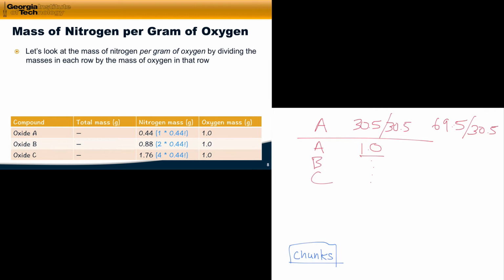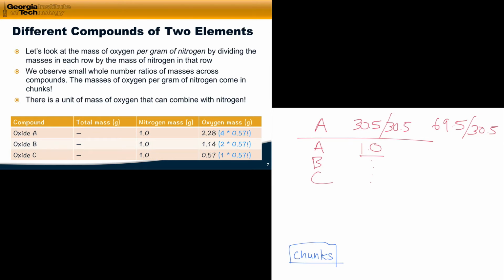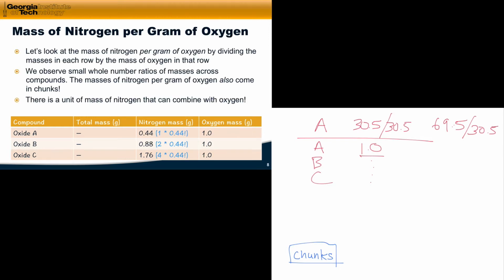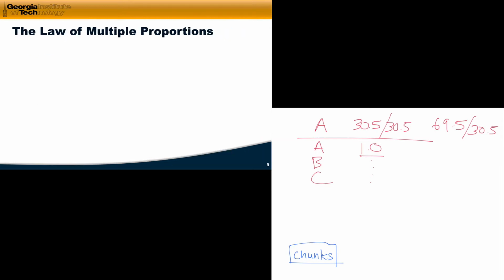And it's not a coincidence that these numbers seem to match. We go from 1, 2, and 4 on this slide to 4, 2, and 1 on the previous slide. There's a pattern here. And we can conclude then that there's a unit mass of nitrogen that can combine with oxygen as well. This leads us to a law of nature called the law of multiple proportions.